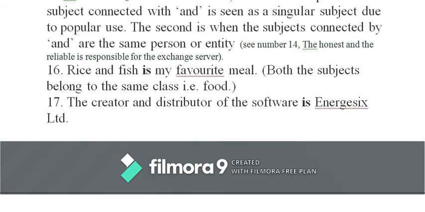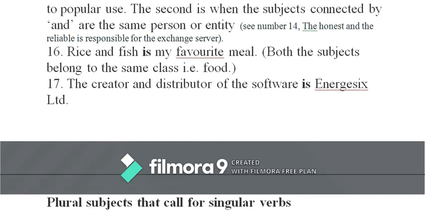The creator and distributor of the software is Energysix Limited. The creator and distributor of the software. So these two qualities are mentioned of that one company only. So that is why is used. So that means when two subjects represent one entity, then the verb is.